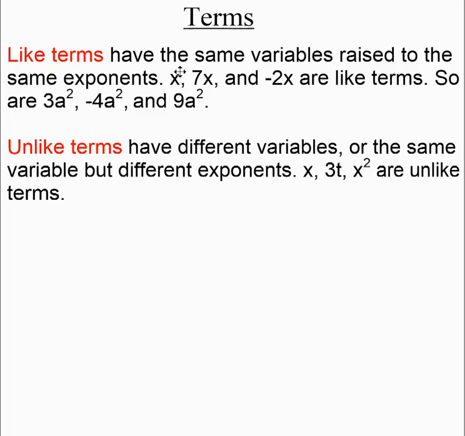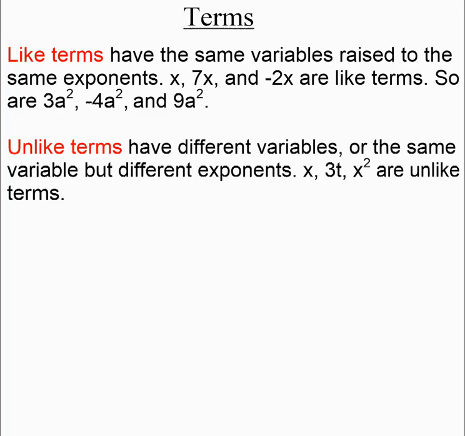But what are not like terms, for example, are x and x squared. So terms that are not like terms have different variables or have the same variable but different exponents. So x and x squared have the same variable. They both have an x, but one's x to the 1 and one's x to the 2. Or x and 3t, those are totally different letters, and so they are not like terms.